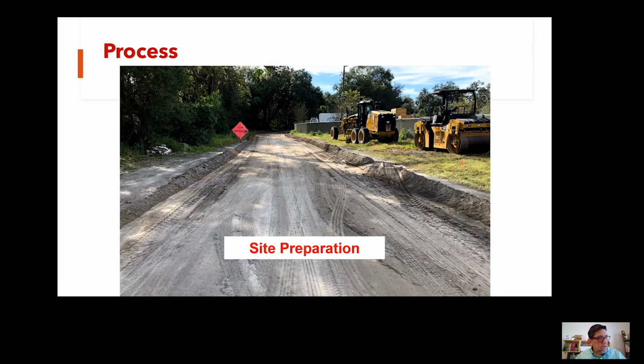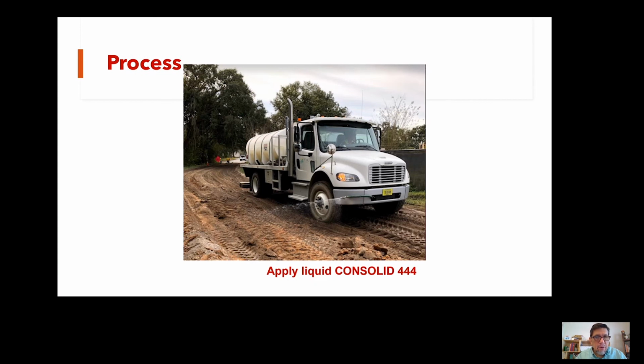So here's how you do it. You start with site preparation. You would level off the on-site soils. You might perhaps bring in some limerock, say 3 to 4 inches. We did not do that in this case. As you see here, we just cleared off the area and kind of leveled it up. The liquid component, Consolid 444, is mixed in with water in the water truck and then is distributed at 2% minimum applied on the road.